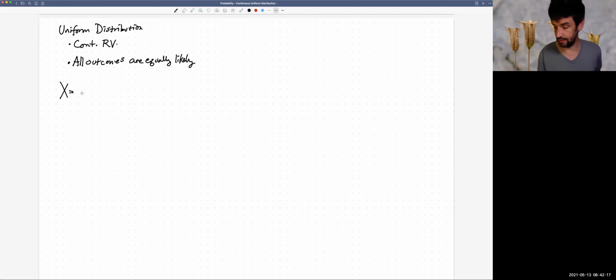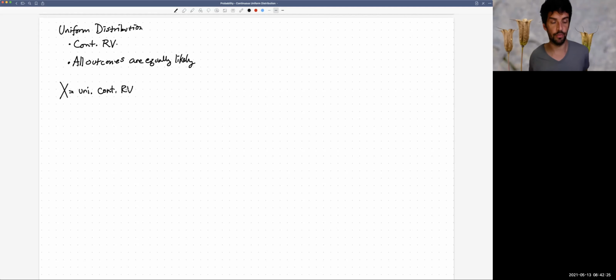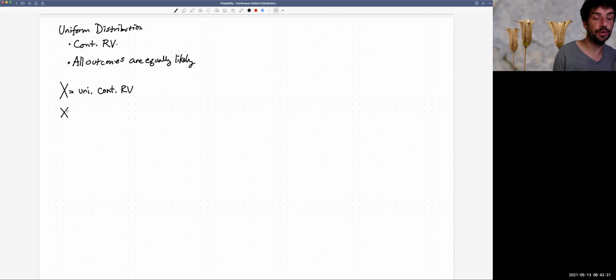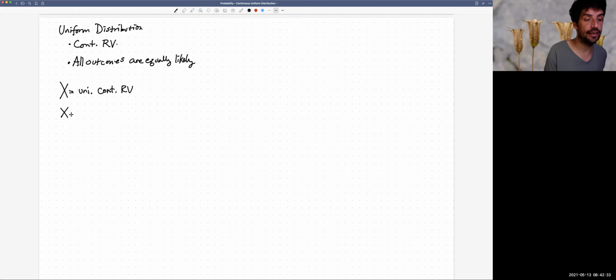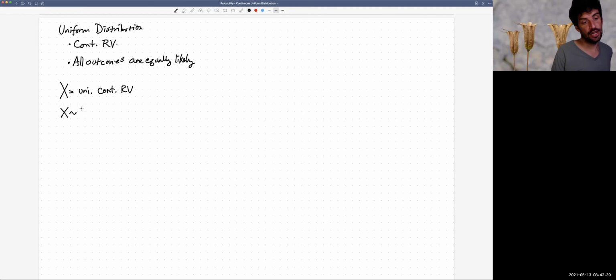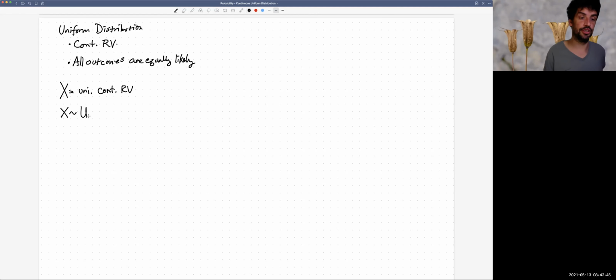We'll have X as our uniform continuous random variable, right? It'll be some data, so we'll do an example to make this clear in a minute. And the notation we will use is this. We use X, this little tilde to say X follows, and we'll use a U for the uniform distribution.